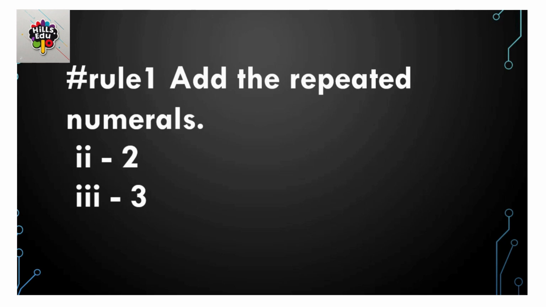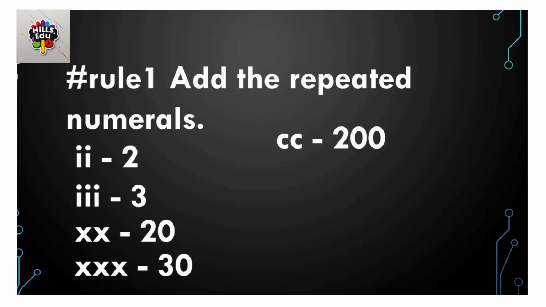Okay, so the next letter we can repeat is X. When you have XX, remember that X is 10. XX means 10 plus 10, which is 20. And you could also have XXX, which is 10 plus 10 plus 10, which is 30. Next letter you can repeat is 100, C. Remember, C represents 100, and when you have CC, it means 100 plus 100, which is 200. And so when you have CCC, it means 100 plus 100 plus 100, which is 300.